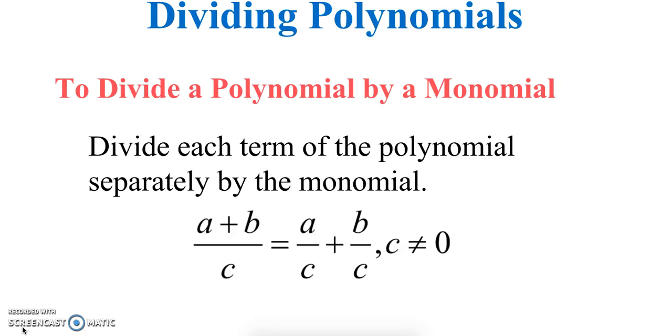When you're dividing monomials, basically what it's saying is you're taking every term from the numerator, the top, and dividing it by the denominator, the bottom. In this case, a plus b is divided by c. You can split that up as a divided by c plus b divided by c, and it is understood that c can never be 0, because if you divide a number by 0, you get an undefined or an error.